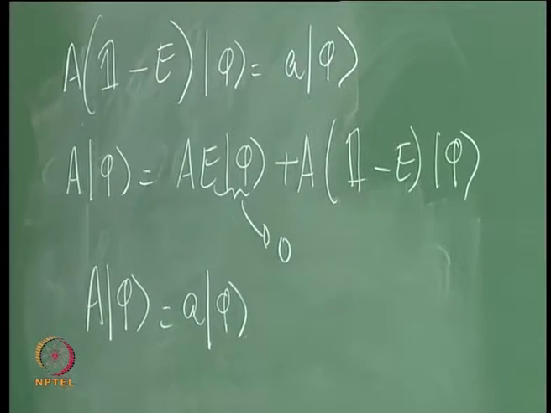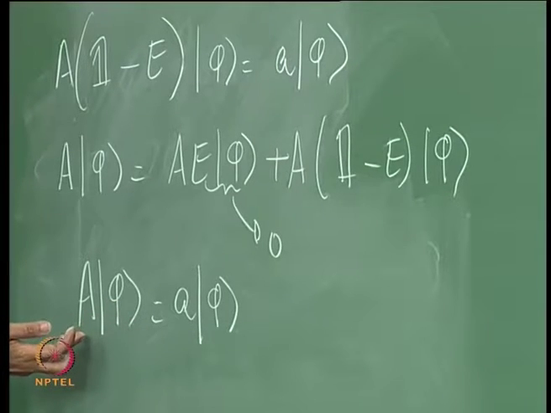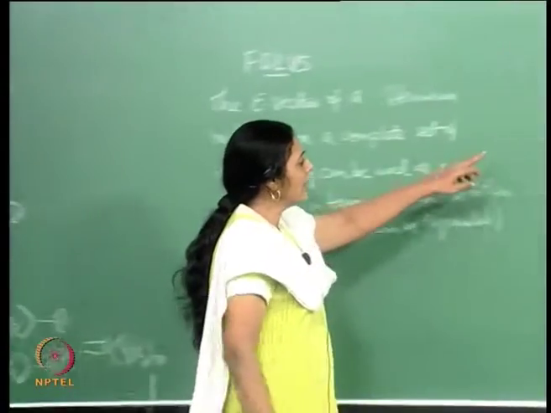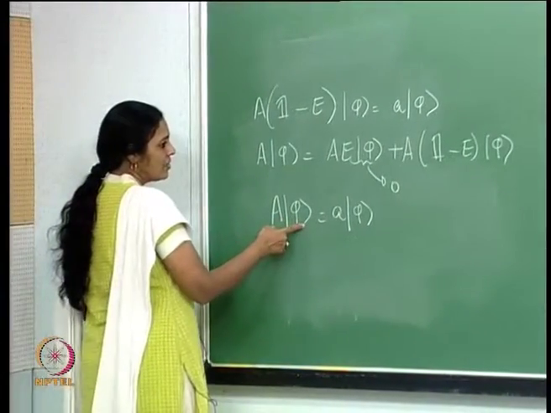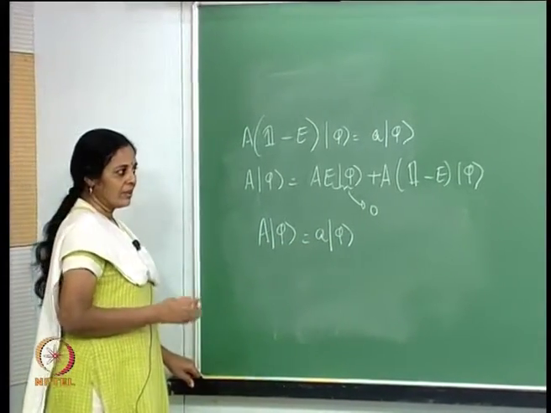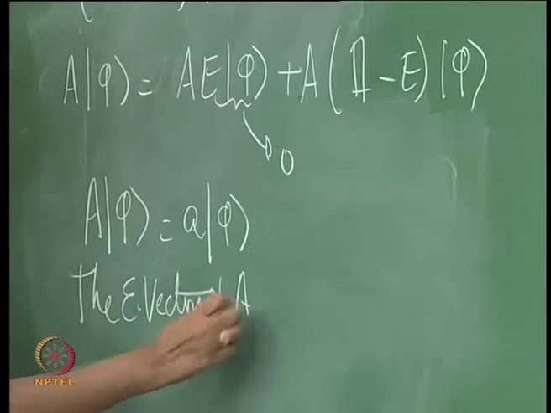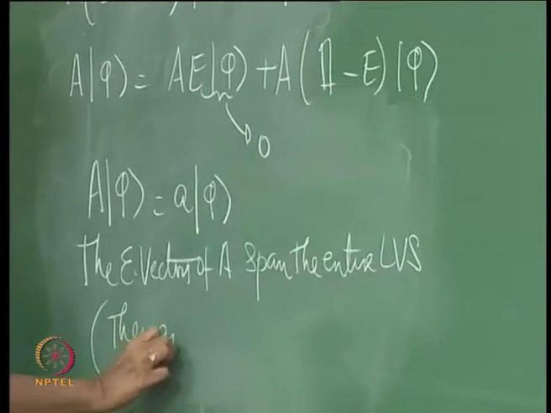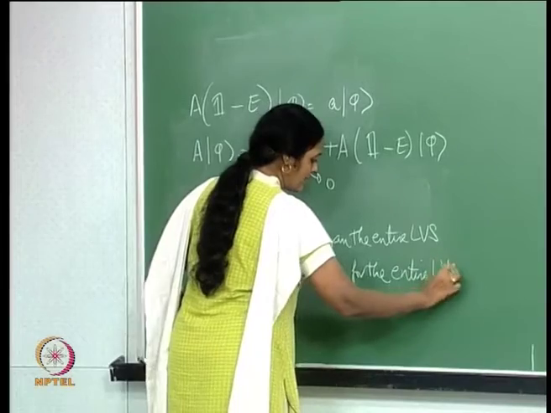In other words, what we have seen is that a state which belongs to M bar is an eigenstate of A with eigenvalue a. But all eigenstates of A we imagined would span only the subspace M. Therefore, there is a contradiction. Here we have a state phi which initially we said belonged to the subspace M bar, but we have now seen that it is one of the eigenvectors of A, and therefore, the eigenvectors of A span the complete linear vector space, the full linear vector space. In other words, they are a basis set for the entire linear vector space and not for a subspace.